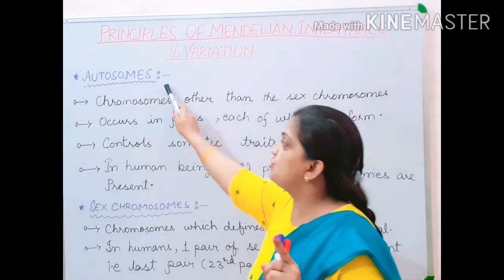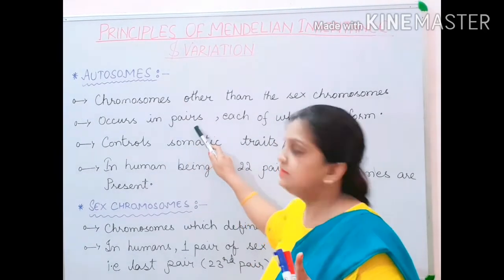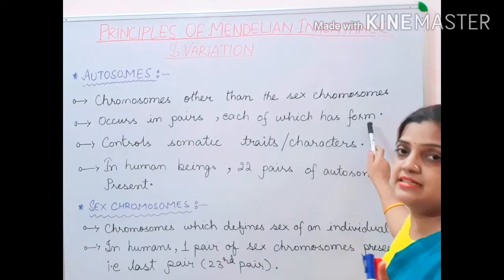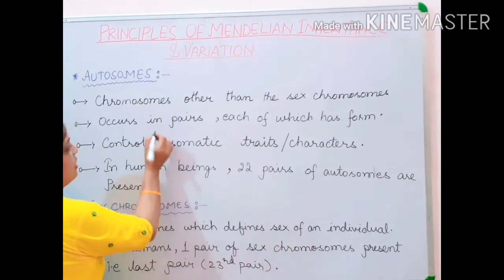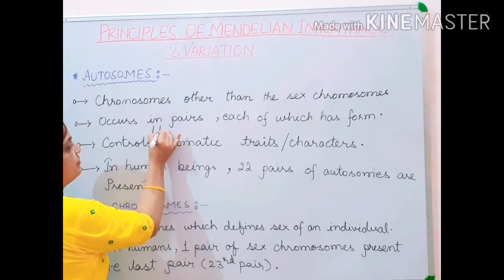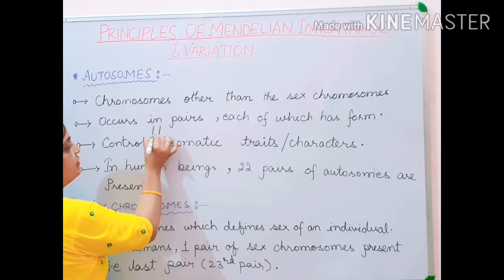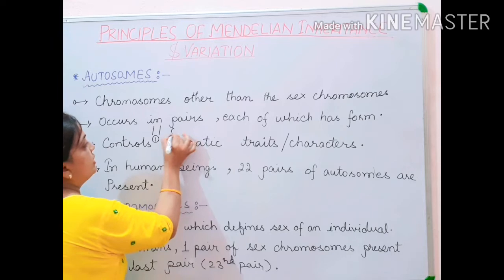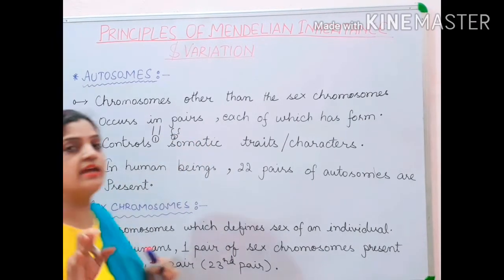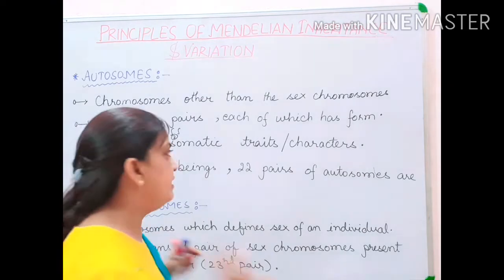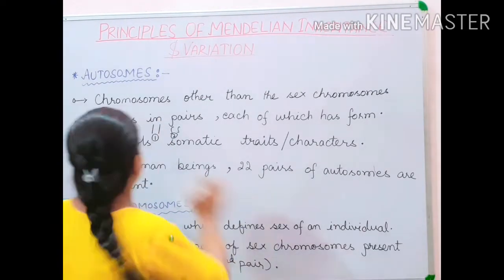Now autosomes occur in pairs, each of which has its own form. Chromosomes occur in pairs. I told you every time they will be present in pairs. Whatever their shape and size is, they will always be present there in pairs in their own definite forms.